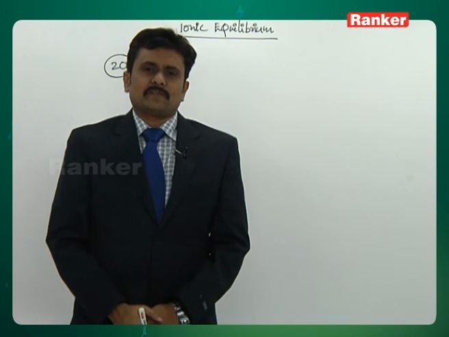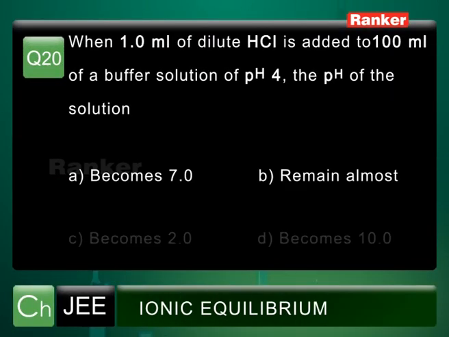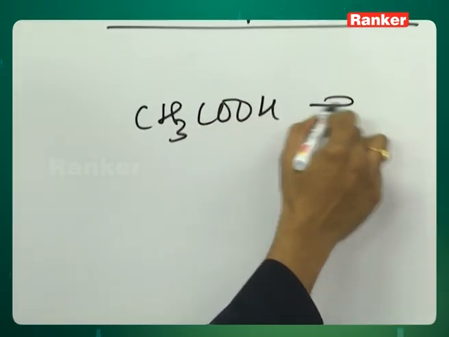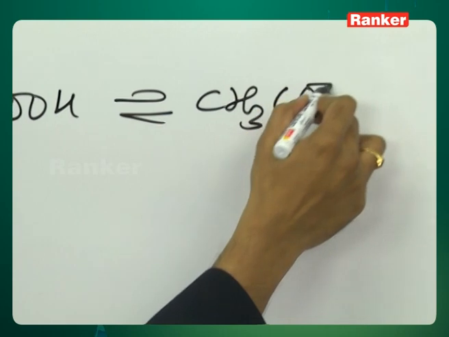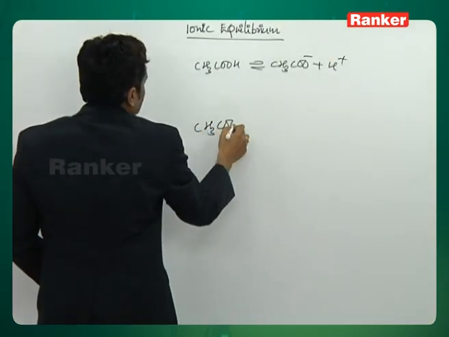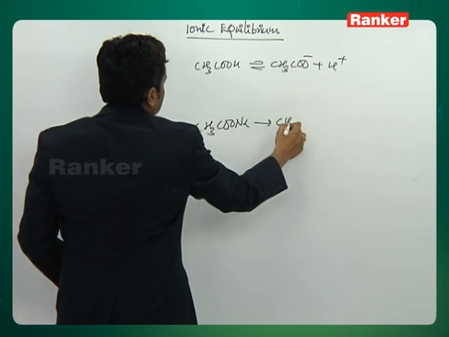When 1 ml of dilute HCl is added to 100 ml of a buffer solution of pH equal to 4, what will the pH of the solution be? If you have a buffer, whether it is acidic or basic, if you have an acidic buffer, you have these reactions taking place.